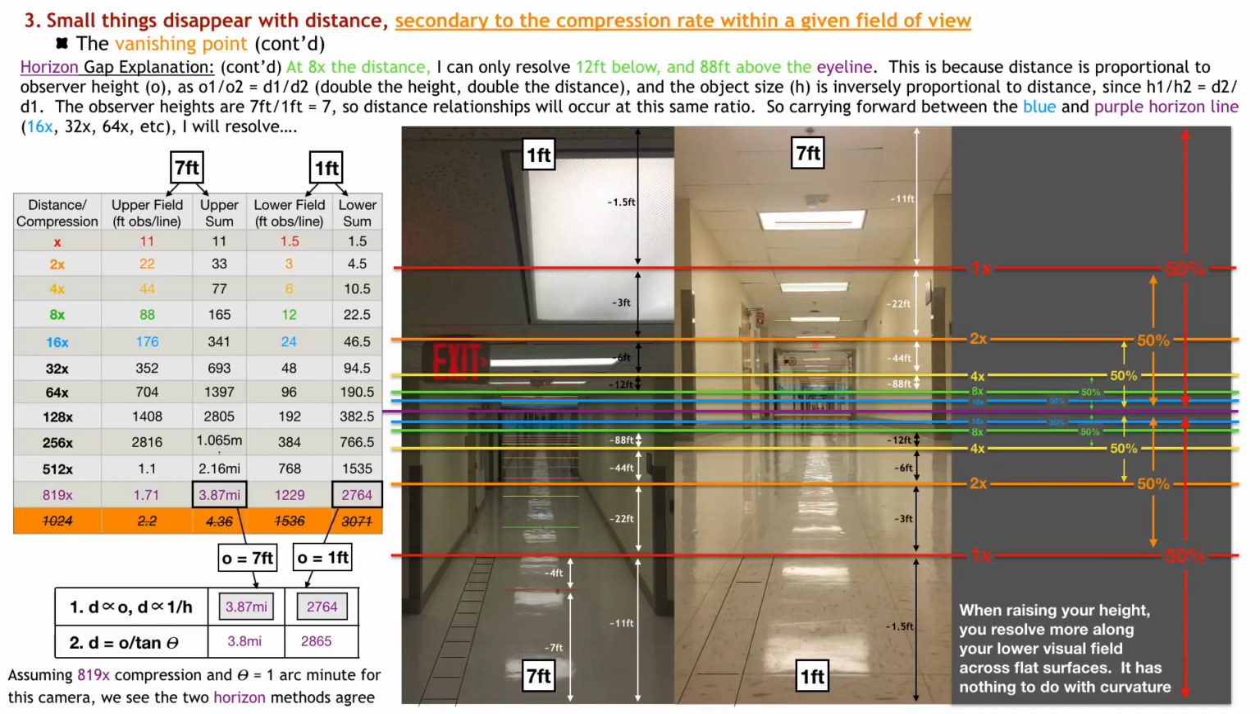So we can zoom in on what 819x compression would really look like, but it's incredibly small. And so if you picture that from 8x to 16x, we compressed 1/2, and then from 16x to 32x, we compressed another half and another half and another half, and we kept halving it. We get all the way to 819x before we even meet our horizon line.